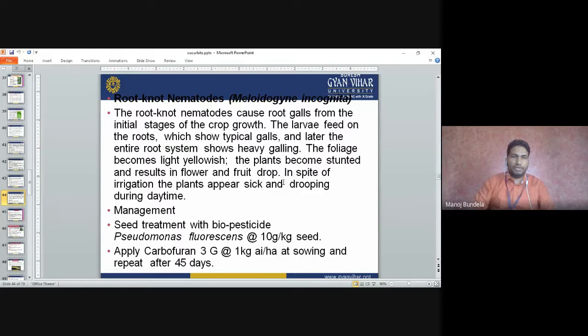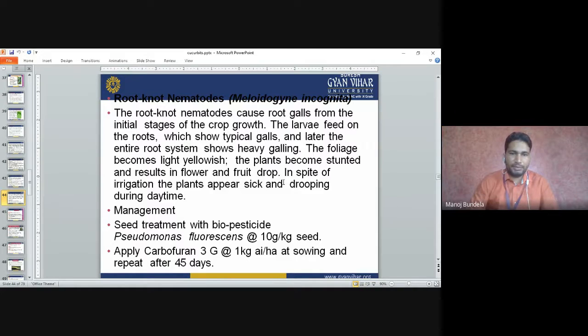The larva feeds on the roots, which show the typical galls, and later the entire root system shows heavy galling. The foliage becomes light yellowish and the plants become stunted, resulting in flower and fruit drop. In spite of irrigation, the plants appear thick and drooping during the daytime.